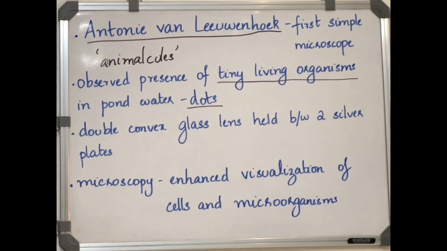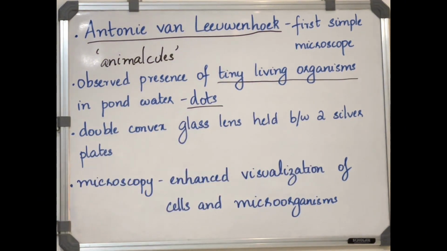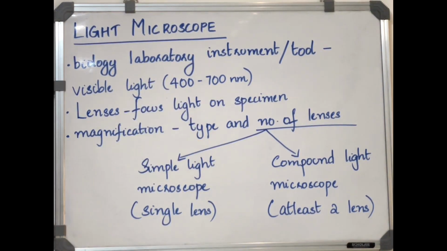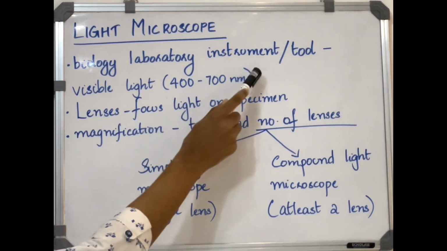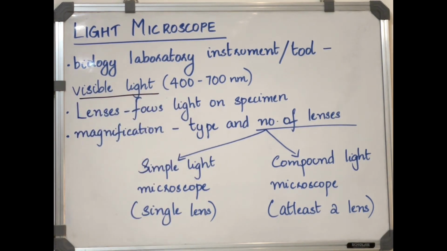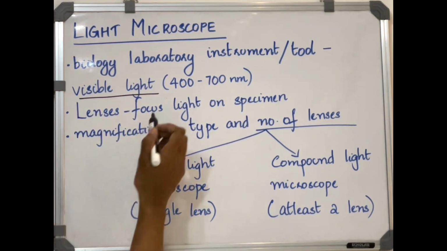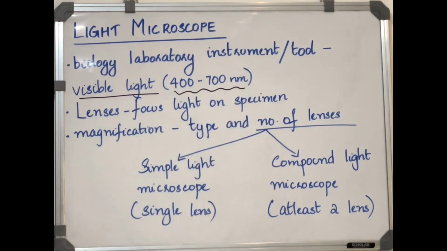His microscope was made of a double convex glass lens held between two silver plates. What we need to understand is that the application of microscopy has enhanced the visualization of cells and microorganisms by magnifying their images. So what are light microscopes? It is a biology laboratory instrument that uses visible light to detect and magnify very small objects. The wavelength range of visible light is 400 to 700 nanometers.